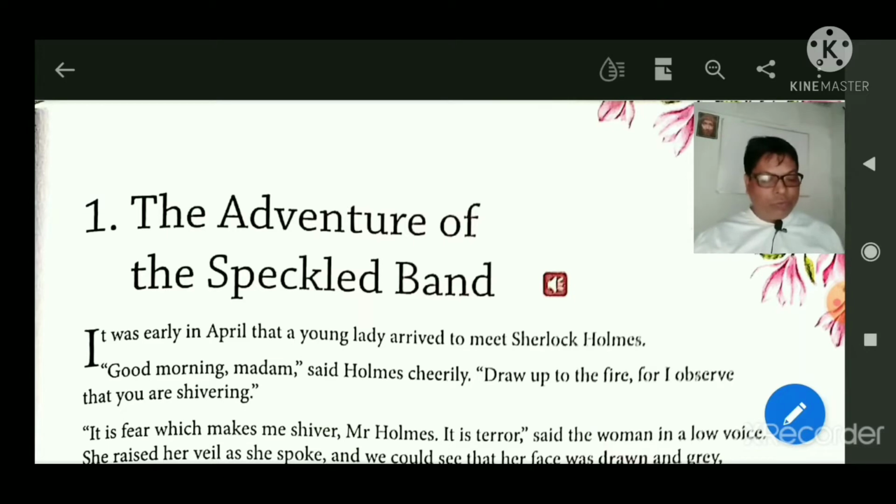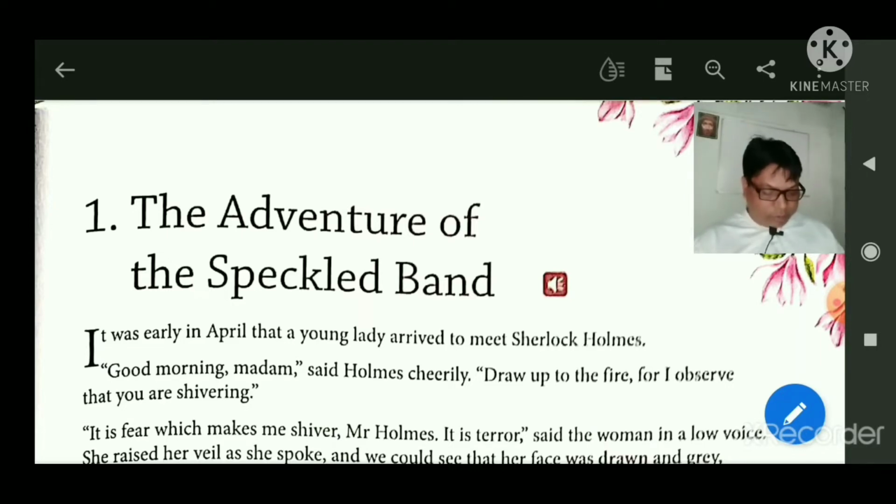What does the story go? The adventure means what? To risk something, that is called adventure. And the Speckled Band is an Indian snake that has been discussed here, especially in this chapter. At the end of the chapter you will come to know about this. So now I am going to start the lesson, The Adventure of the Speckled Band.